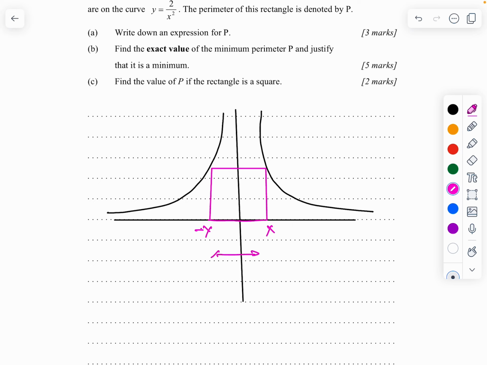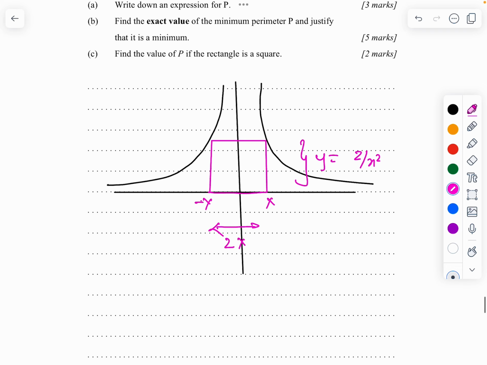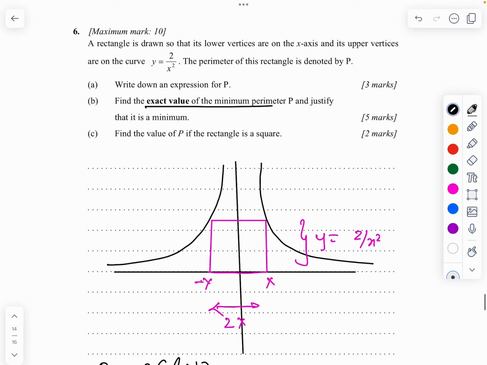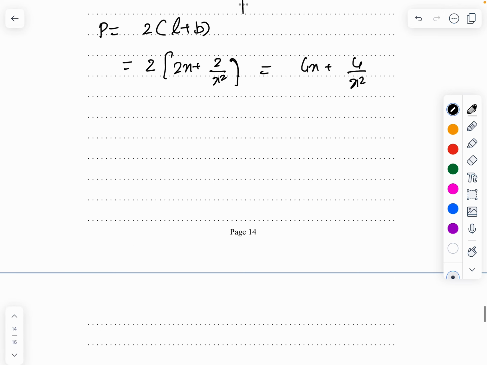So the total distance is going to be 2x, and the height y equals 2 upon x square. What is he asking? P is the perimeter. Perimeter is 2 times (length plus width). So 2 times the length is 2x, the width is 2 upon x square, which is going to be 4x plus 4 upon x square. Find the exact value of the minimum of the perimeter, and justify it is a minimum.